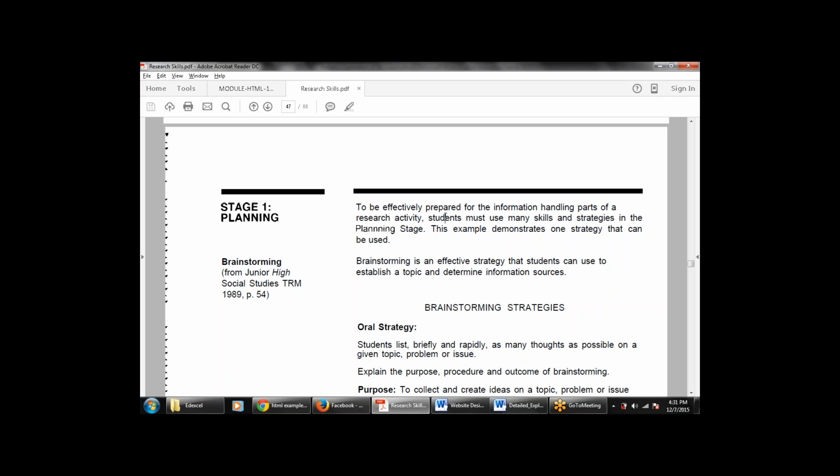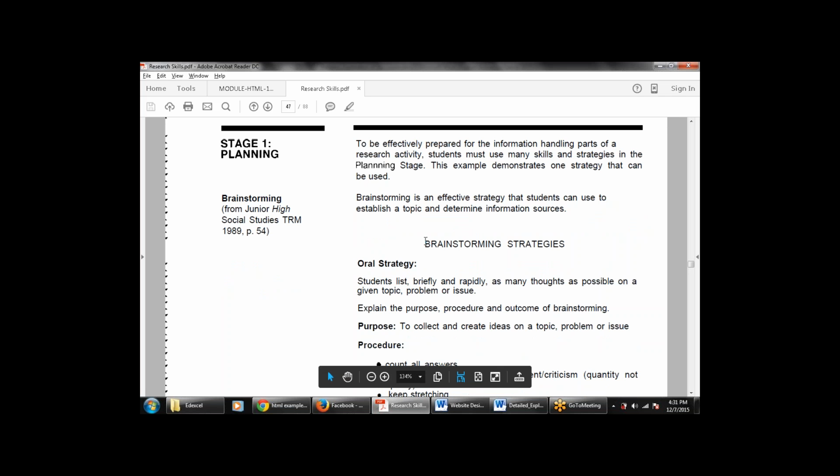Brainstorming means taking the opinion from others or from the class. So it is an effective strategy that helps a student to establish a topic and determine the information resources. Now, what are the various brainstorming strategies available? First is the oral strategy, where students list briefly and rapidly as many thoughts as possible on a given topic, problem or issue.